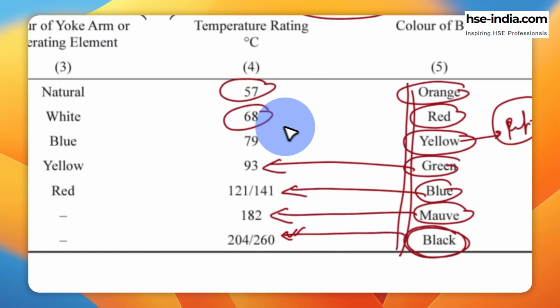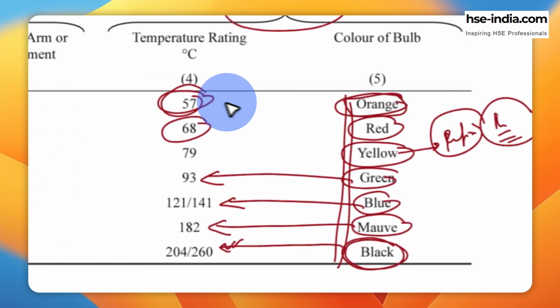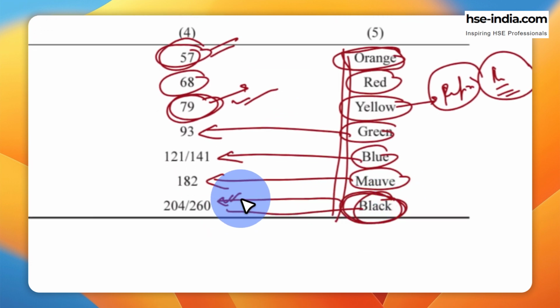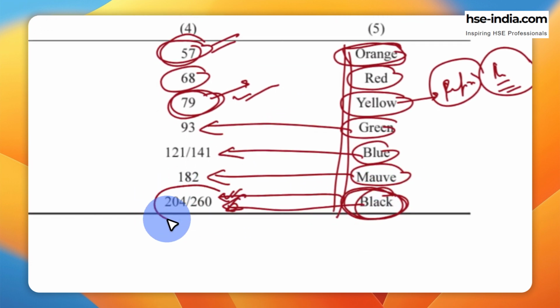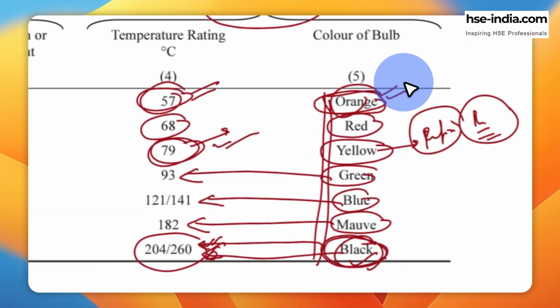You cannot remember all the ratings, but what you can remember is 57 degrees centigrade for the orange, the smallest temperature rating. The second is 79 degrees centigrade, that is more commonly used nowadays, and the black one. These three you need to remember. The highest rating is for the black color, the lowest rating is for the orange color, and the most commonly used is the yellow color, that is 79 degrees centigrade. Only these three you can remember. Thank you.